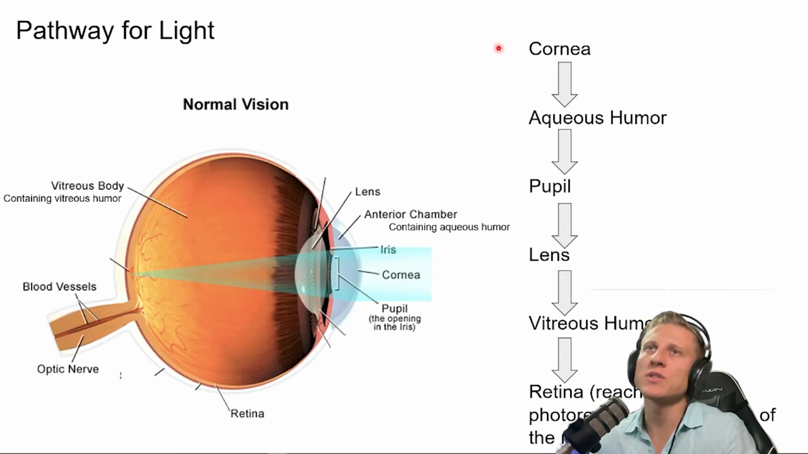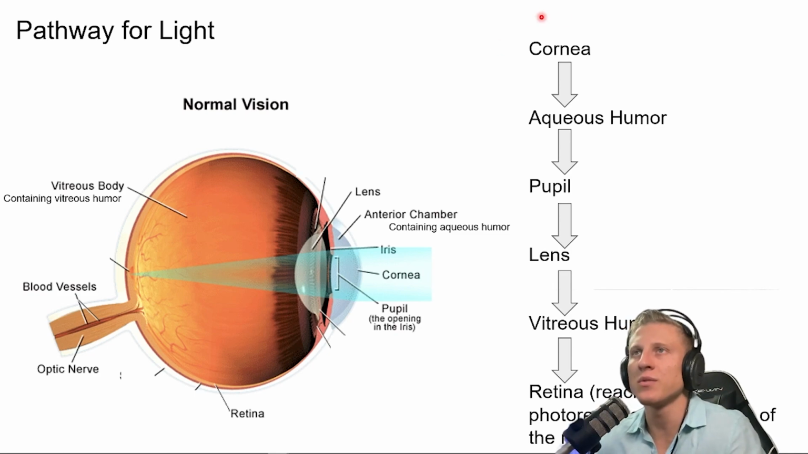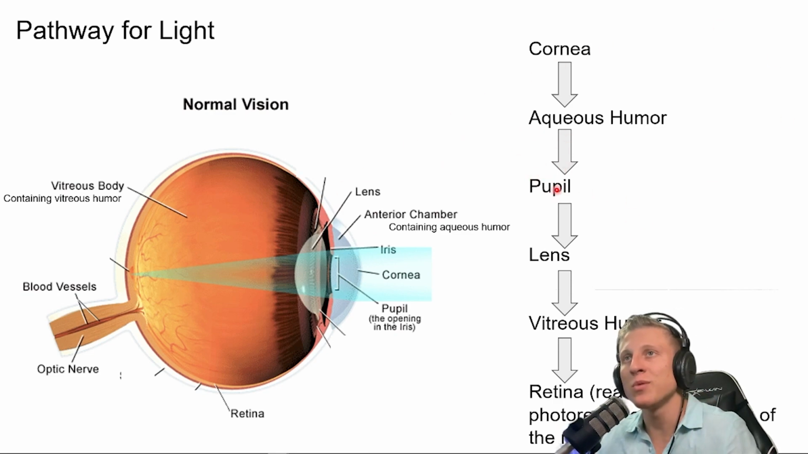All right, so here we just have a brief slide summarizing essentially that pathway of light through the eye. So first thing it interacts with is the cornea, that most superficial layer. Then it passes through aqueous humor, relatively liquidy substance produced by the ciliary bodies. Then it passes through the open space of the pupil. It's not a structure itself, it's just a gap. Then it hits the lens. The lens further focuses the eye.